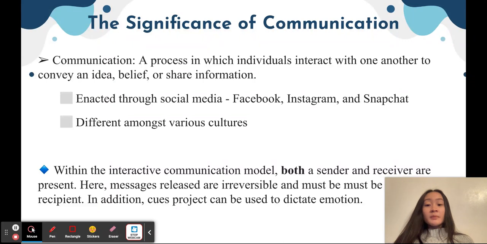That being said, communication is also different amongst various cultures, so it's best for us not to judge others, as they may perceive things differently than we do.